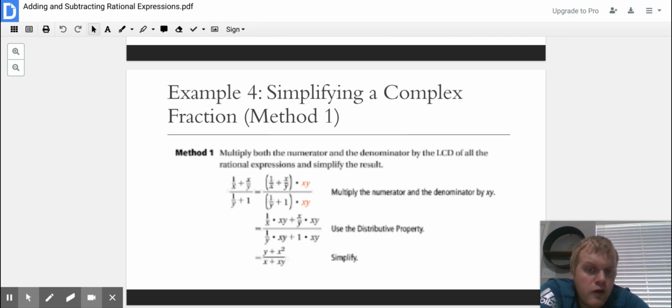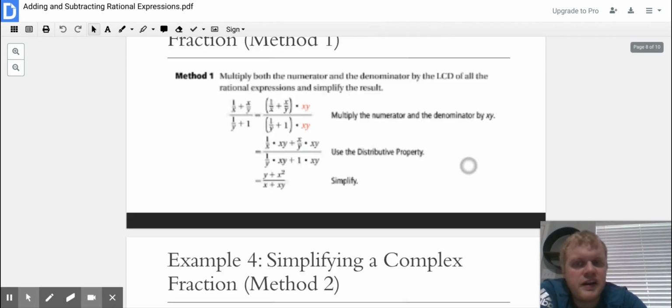So that 1 over X times X plus Y leaves us with Y. And same thing here, that leaves us with X squared. On the bottom, we're left with X plus Y. And again, this cannot be simplified here. So this would be our simplified form. So that's the first way of looking at it.